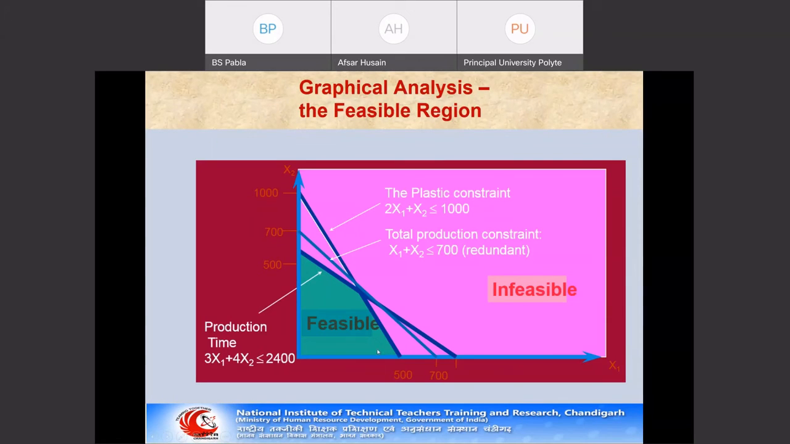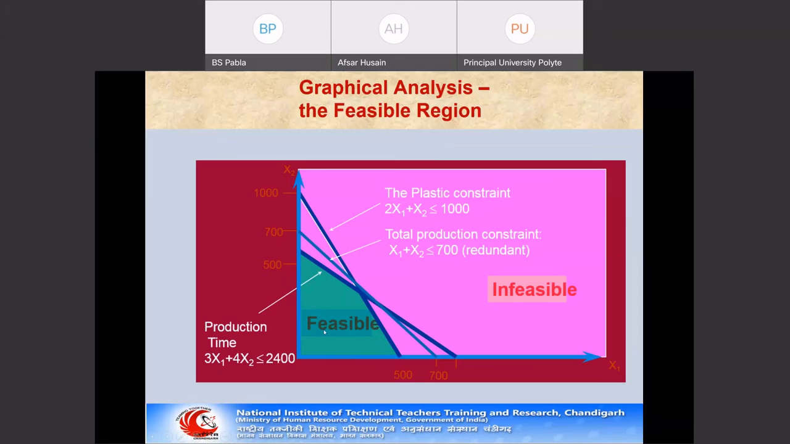Because if I go to, let's say, this point, this plastic constraint is satisfied, but not the other two. If I go to this point, the total production constraint and production time constraint are satisfied, but not the plastic constraint. Right here, this constraint is almost redundant because it is covered by, overshadowed by the other constraints.